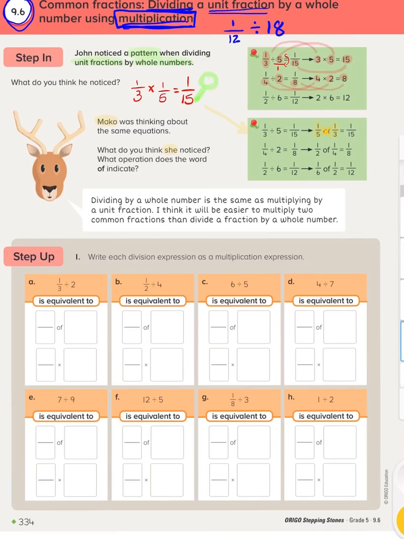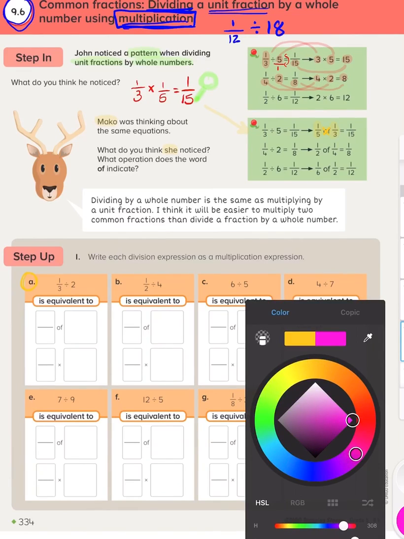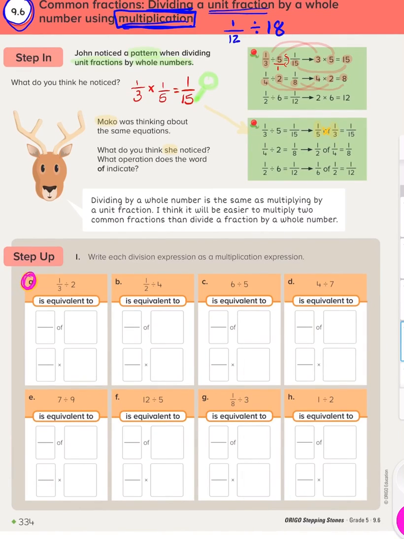Okay, so let's look at this. And I'm going to do one of the questions in the step up. I'm going to change the color because that color is not very noticeable. There we go, that's better. It says 1/3 divided by 2. So I know that's the same thing as saying 1/2 of 1/3 because 2 over 1, if I flipped it around, would be 1/2, right? So 1/2 of 1/3, which is the same thing as 1/2 times 1/3, which equals 1 times 1 is 1, 2 times 3 is 6, 1/6.